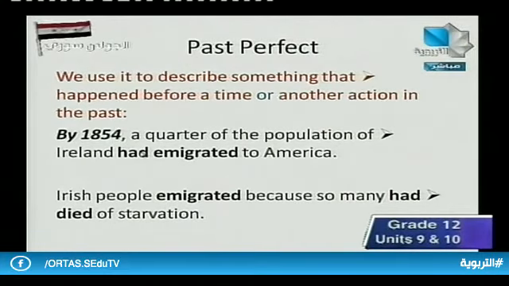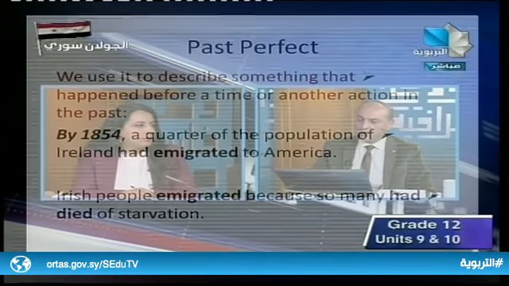It means that a quarter of the population of Ireland had immigrated to America before the beginning of the year 1854. A large number of people in Ireland immigrated before the beginning of this year. This is the meaning of the census. So we don't know the exact time they had immigrated, but we know that it's before. It's a period of time, but before, not a fixed time or something specific.